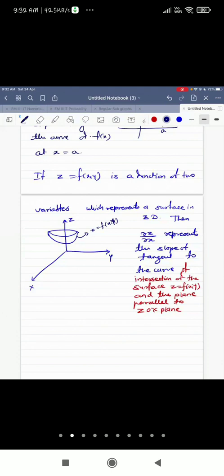So that knife is the plane and the lemon is the surface. You're cutting the lemon with the knife, and then what will be the intersection part? Which part will be there on the knife and the lemon? That will be your curve. So that is called the curve of intersection.